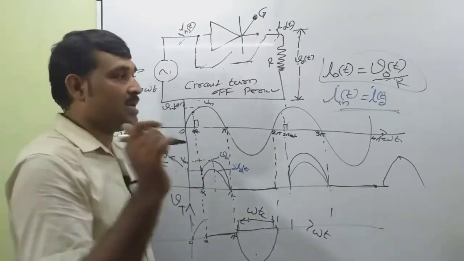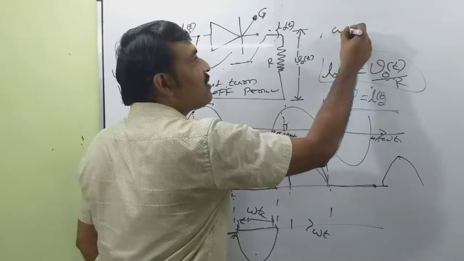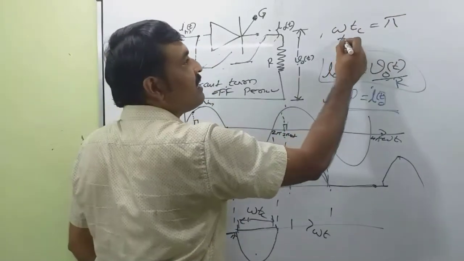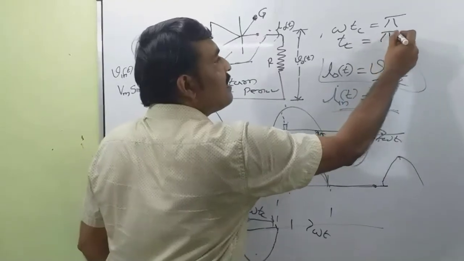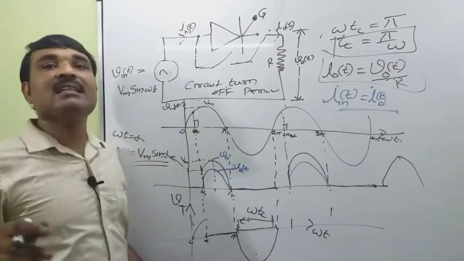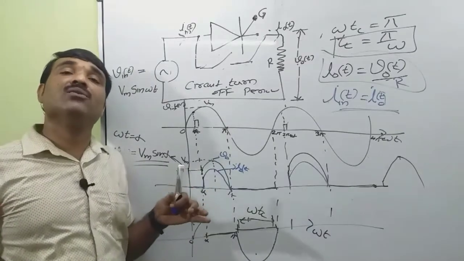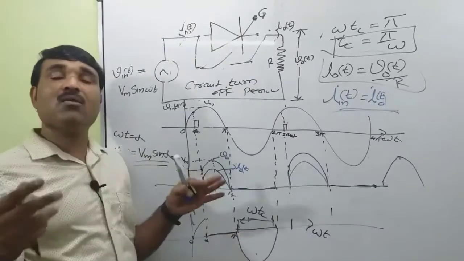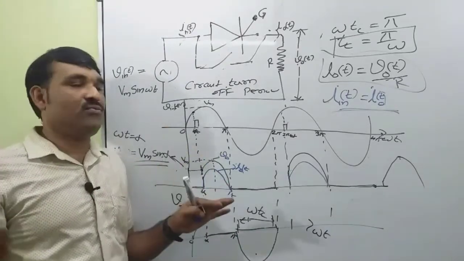So the duration is pi. We can say omega tc is equal to pi, or the circuit turn-off period tc is equal to pi divided by omega seconds in the case of a half-wave rectifier circuit with R load. So during this period, the circuit will always remain turned off.